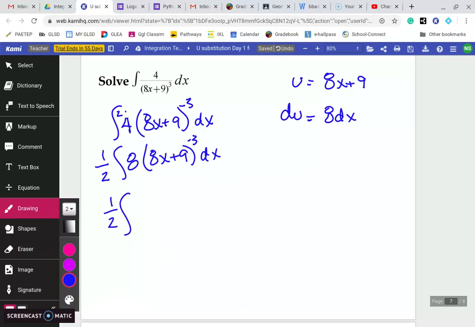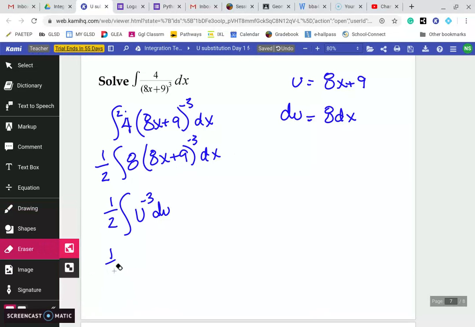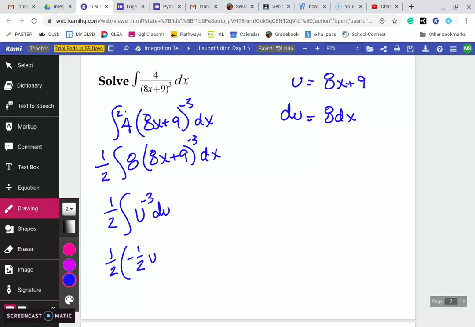Okay, so now I'll rewrite using my u's. So this will become u to the -3rd du, because the 8 dx becomes the du. Now I'll integrate. So we're going to add 1 to my exponent, making it -2, and then divide by that. So I get -1/2 u to the -2nd plus c. So I get -1/4 times the quantity 8x plus 9 to the -2nd plus c.